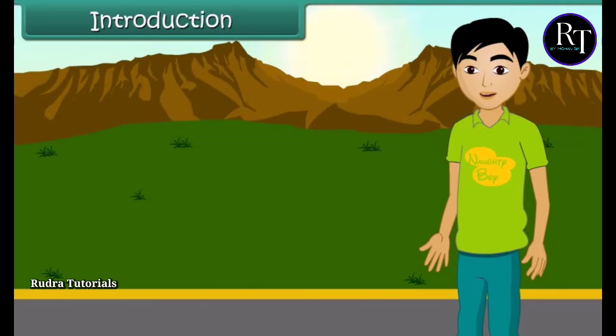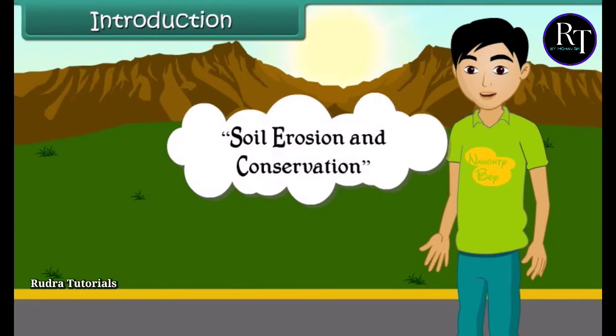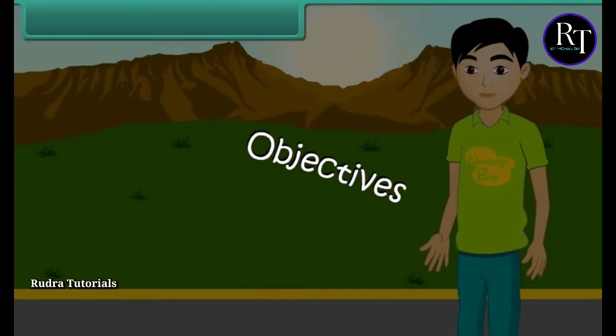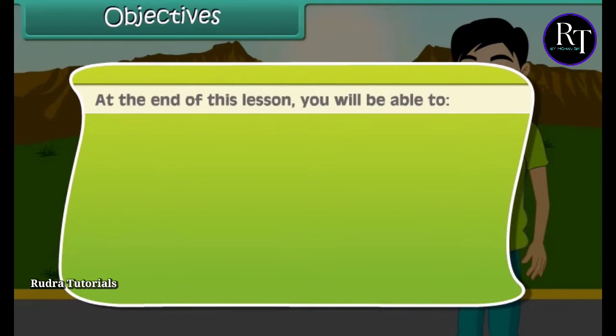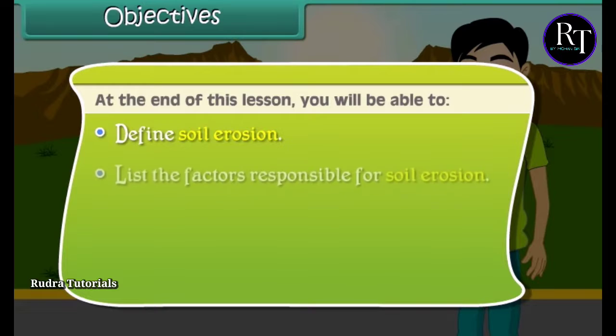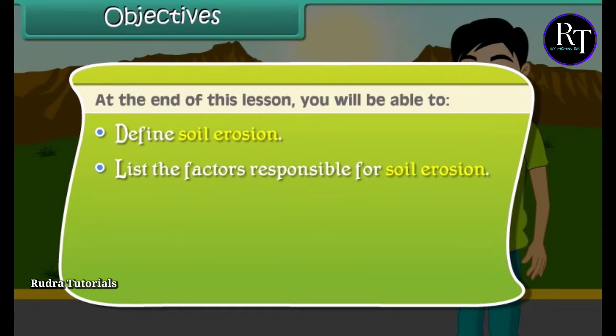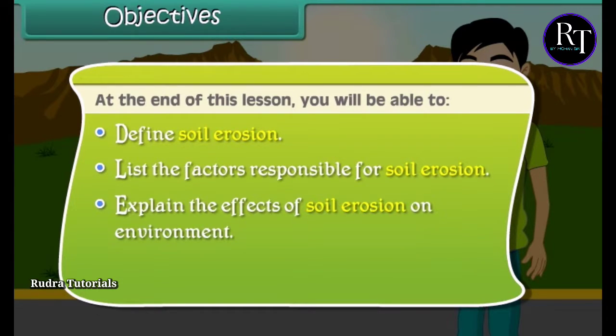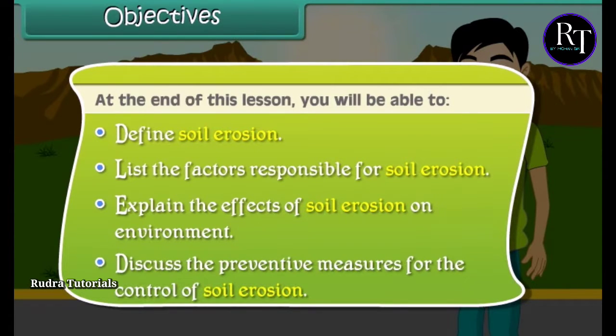Children, soil erosion is one of the major environmental problems in today's world. Come along to know more about it in this lesson. Soil erosion and conservation. Objectives. At the end of this lesson, you'll be able to define soil erosion, list the factors responsible for soil erosion, explain the effects of soil erosion on environment, discuss the preventive measures for the control of soil erosion.